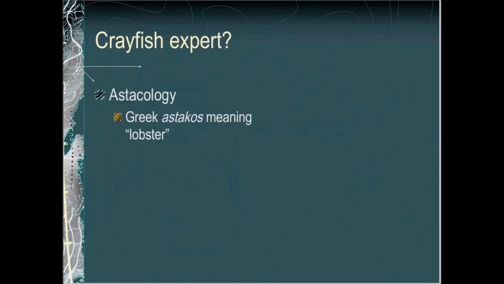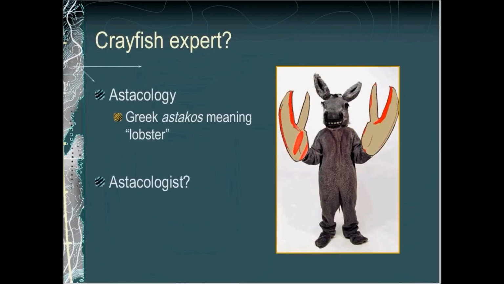Back in the day, everything that crawled and looked like lobsters or crayfish was called a lobster. It wasn't until about the 1800s that we started to realize that the marine lobsters and our freshwater crayfish were actually pretty different organisms. So a crayfish expert is actually called an astacologist, and I always joke that's with one S and not two.